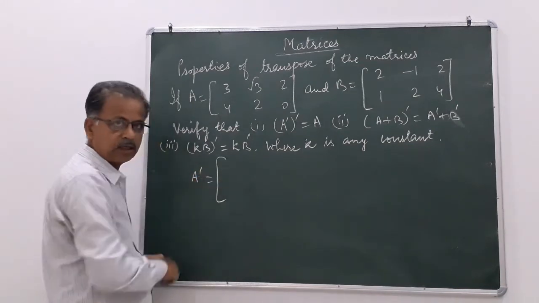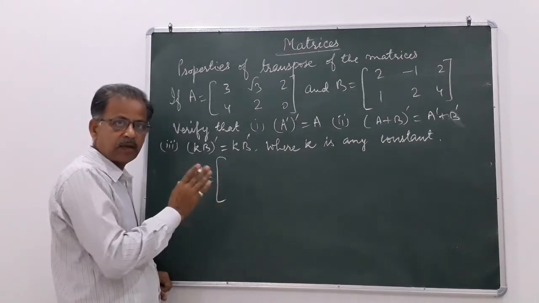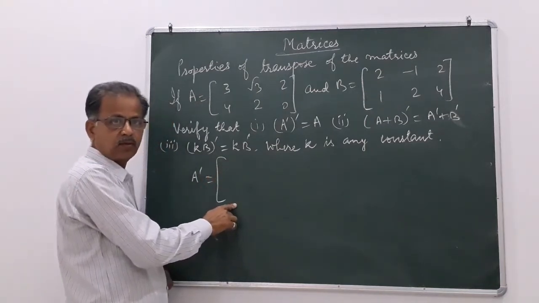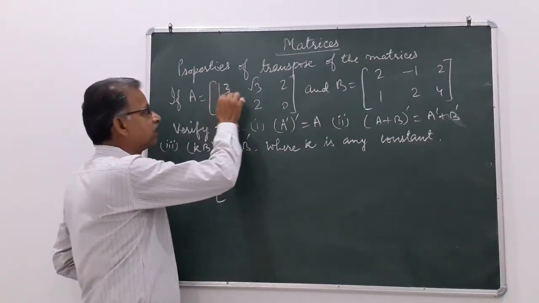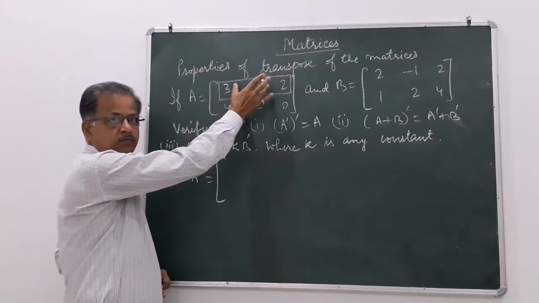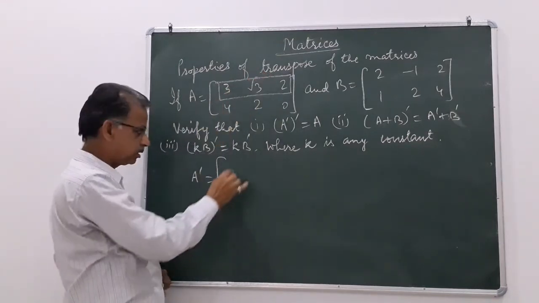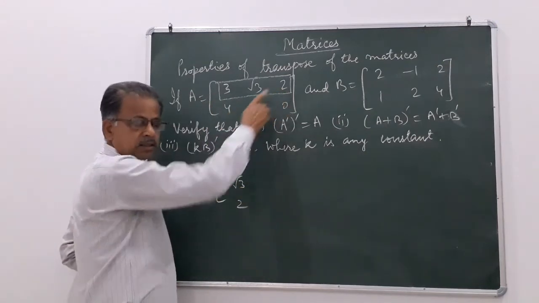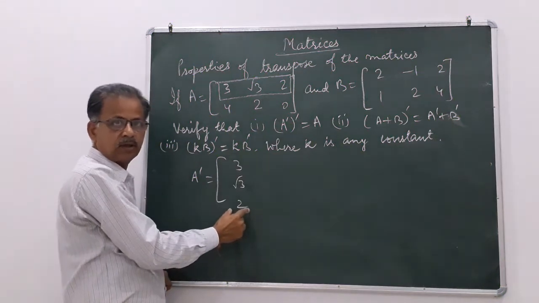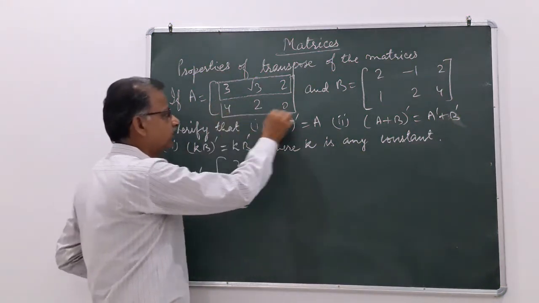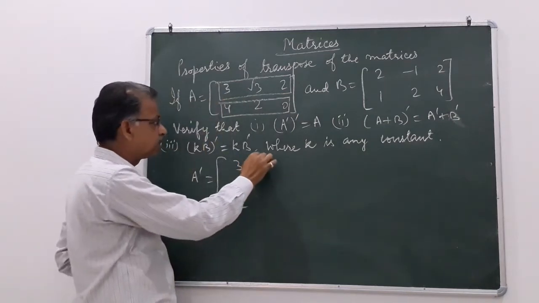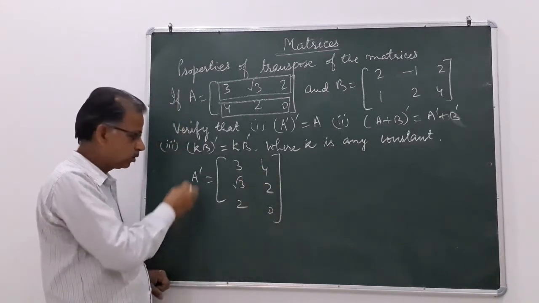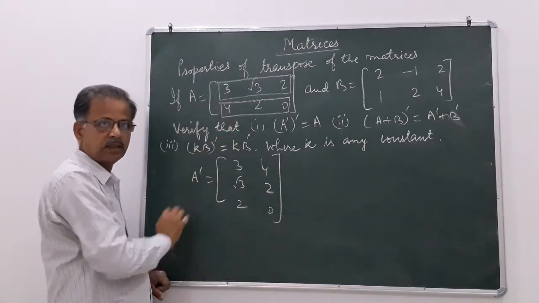To find transpose of A, we find a matrix whose first column is obtained by taking elements of first row of the matrix. So 3, root 3, 2. First row of matrix is interchanged in the form of first column. Now we take second row and make it second column of transpose. So A dash is transpose of matrix A.